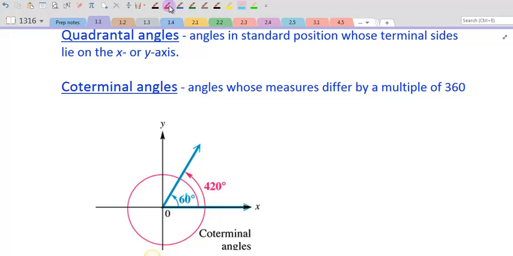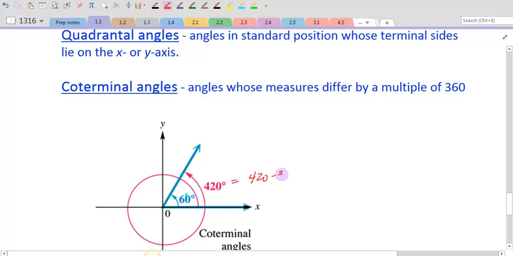So realize that this 420 is really going to be, let me write it a different way, 420 is actually going to be the 60 plus 360, and that's where we got the 420.